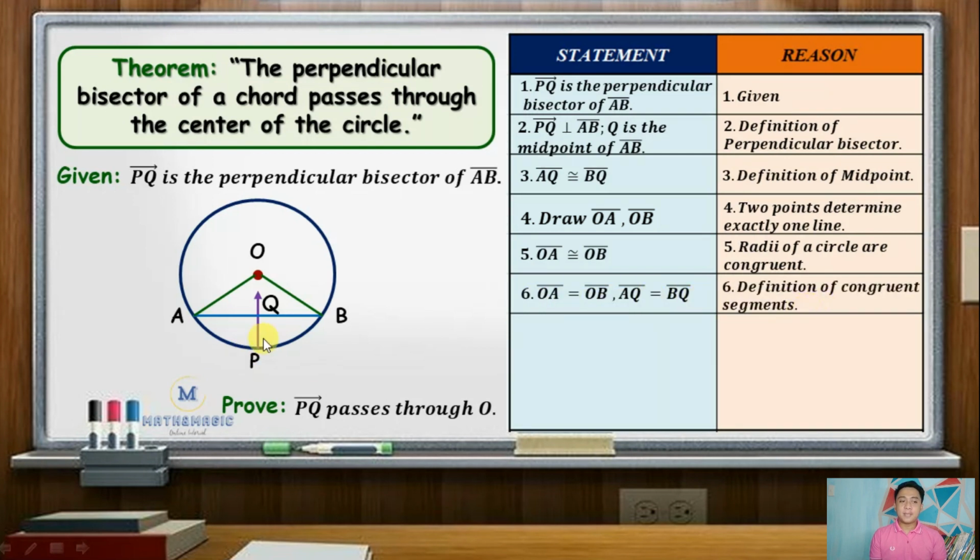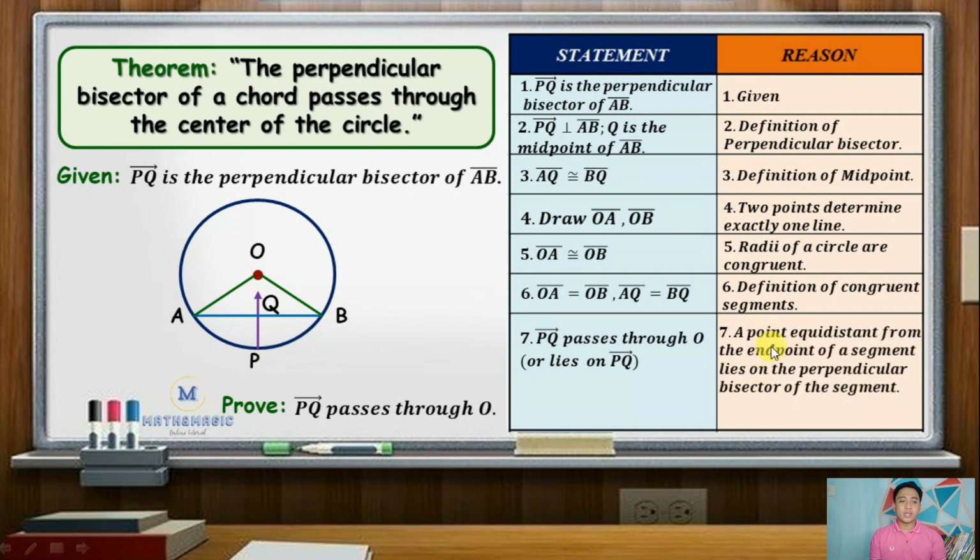Hence, line PQ passes through O or O lies on line PQ. Reason, a point equidistant from the endpoints of a segment lies on the perpendicular bisector of the segment. And that ends our proof.